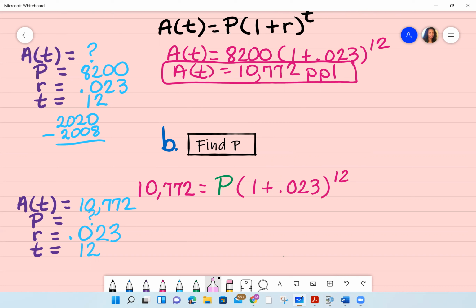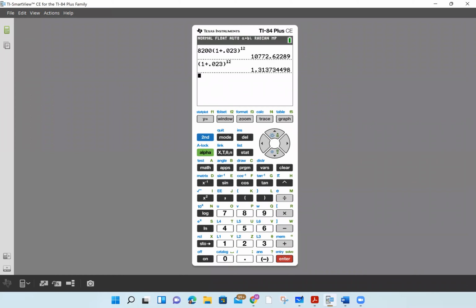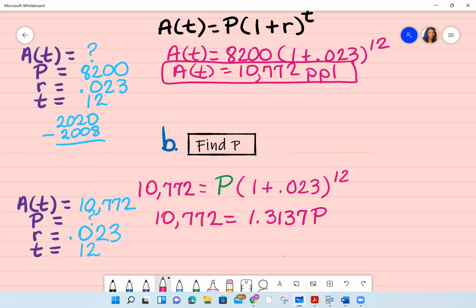and I want to go out 4 decimal places. So I'm going to bring down this 10,772, set it equal to 1.3137. Let's go back and make sure. Yes, that's what the answer came out to be, P. Now what I want to do is divide both sides by what's stopping P from being by itself. So 1.3137. And what I do to one side, I have to do to the other. And now I'm going to just switch them around. It means the same thing.